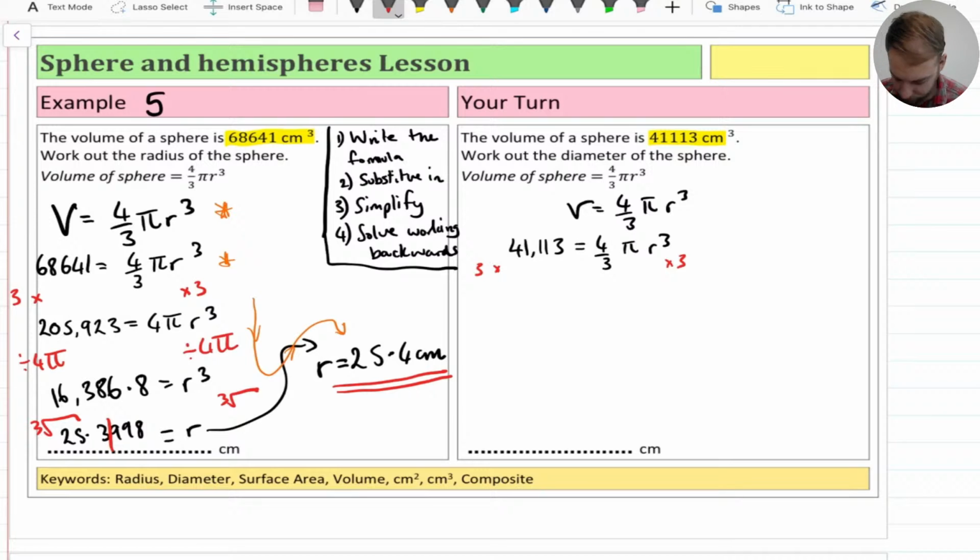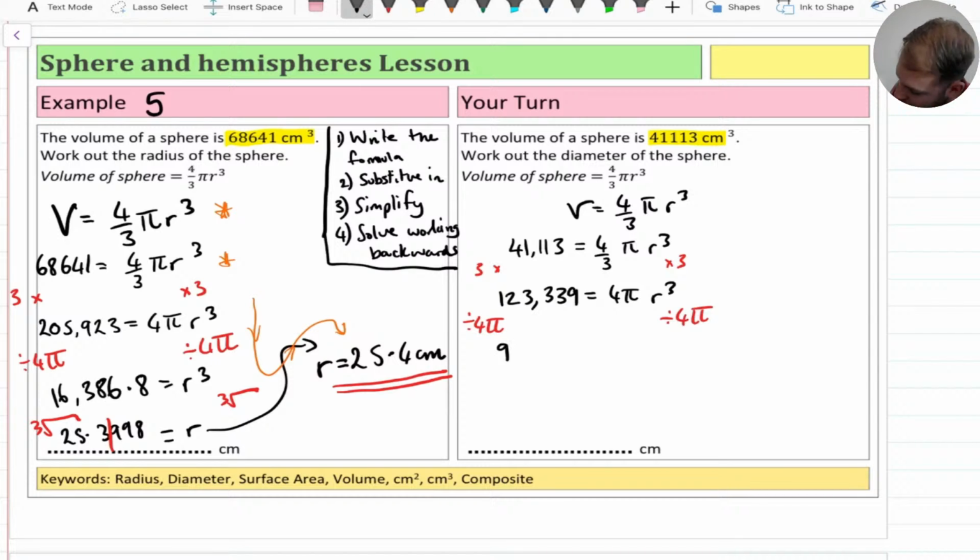Which is 41,113 times by 3 is equal to 123,339 is equal to 4 pi r cubed. We need to divide both sides by 4 pi. So divided by 4, divided by pi, is equal to 9,815.00 is equal to r cubed.